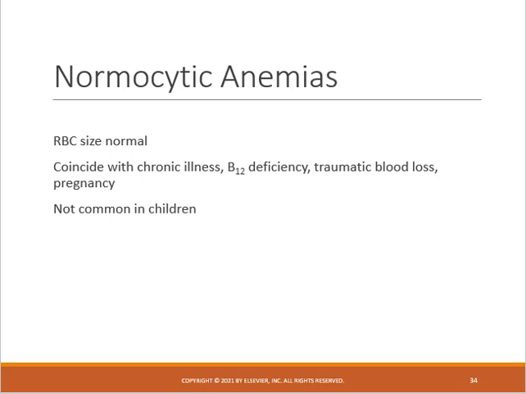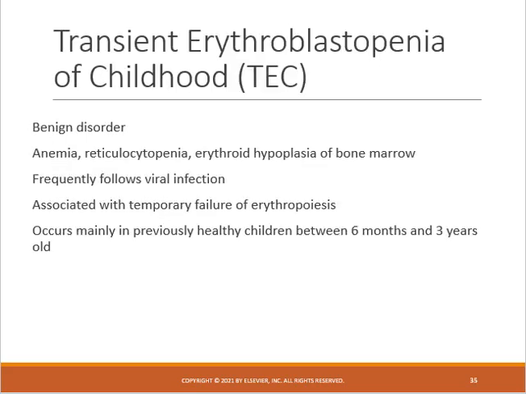There's also a classification of anemias called normocytic anemia. So the red blood cell size is normal in appearance. These can occur in chronic illnesses, occasionally in B12 deficiencies, but also with those that have traumatic blood loss or are pregnant. They're not very common in children.